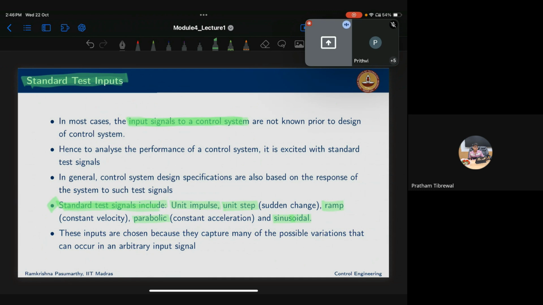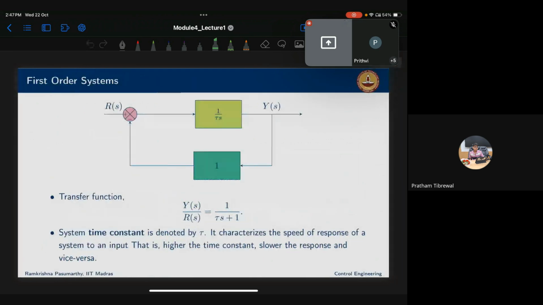The second point is that any complex system can be divided into smaller subsystems. The smaller subsystems are mostly first order or second order. We can have higher orders also, but the basic orders are first and second order. If we can do a clear-cut analysis for first and second order, the higher order systems become easier. That is the reason why we start our analysis with first order systems.